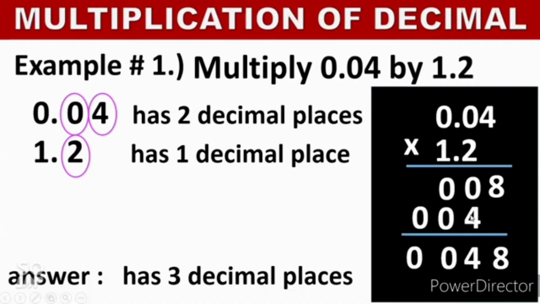Since we have 3 decimal places for the answer, we're going to count 3. We have 2 decimal places for 0.04 and 1 decimal place for 1.2. So we have 3: 1, 2, and 3. And now this is our decimal point. So that is how to find the product of the given decimals. We add the decimal places of the given decimals for the answer.